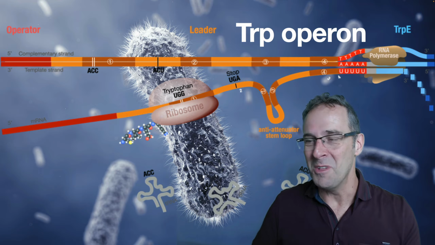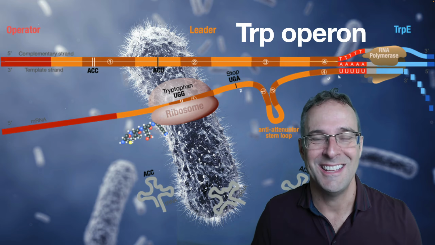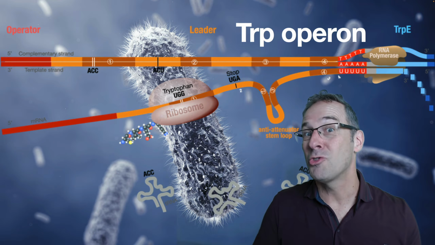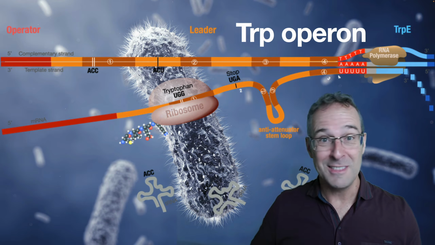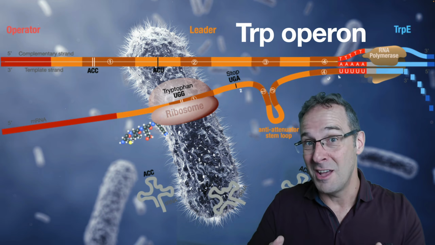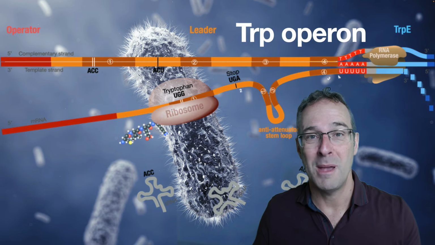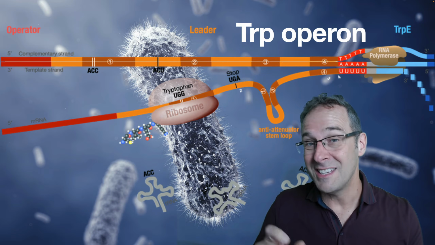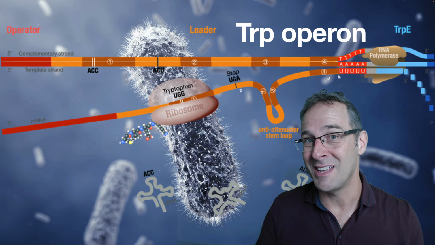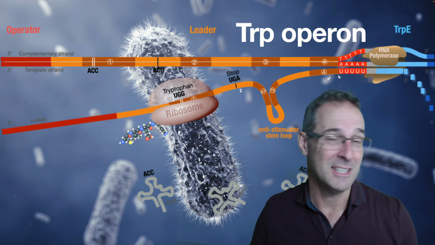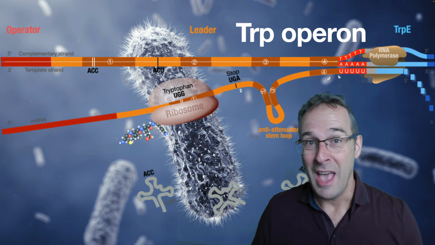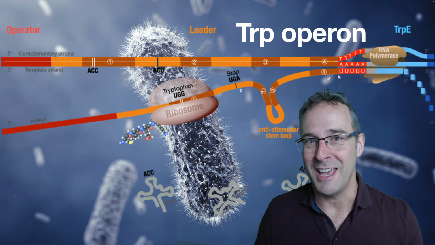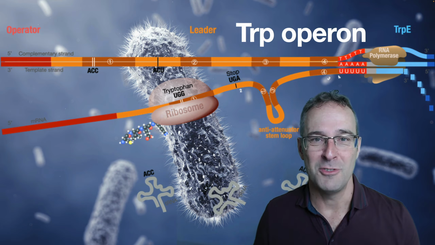Like for example, those structural genes in the trp operon, are they all translated by one ribosome together into a big long polypeptide that then gets cut up into 5 separate polypeptides? Or is each of those structural genes translated separately by a different ribosome? We'll answer those questions in this video. And I'll also, of course, explain the basic functionality of the trp operon.